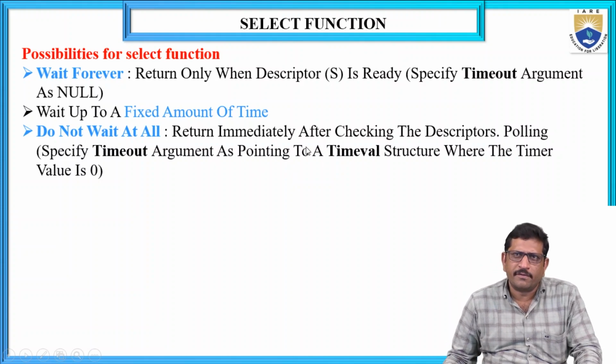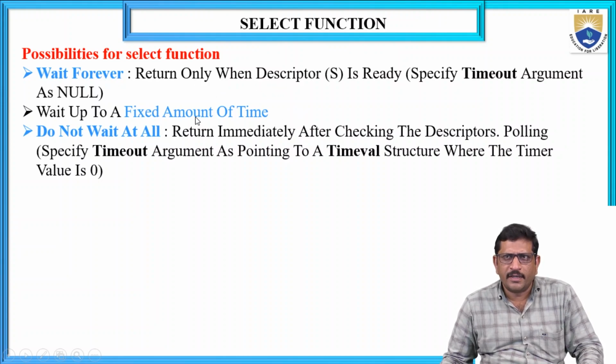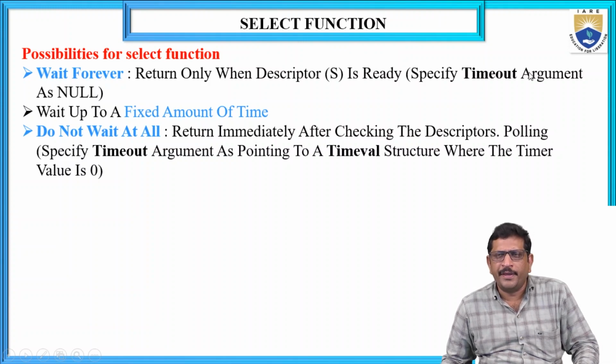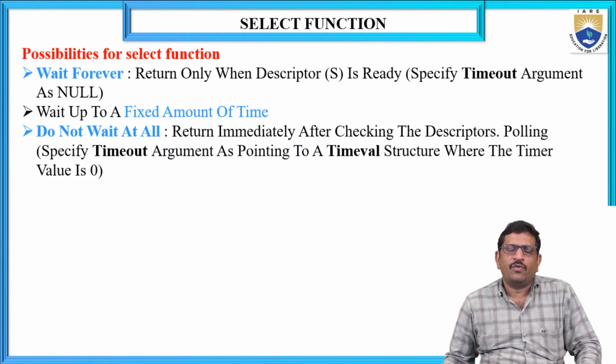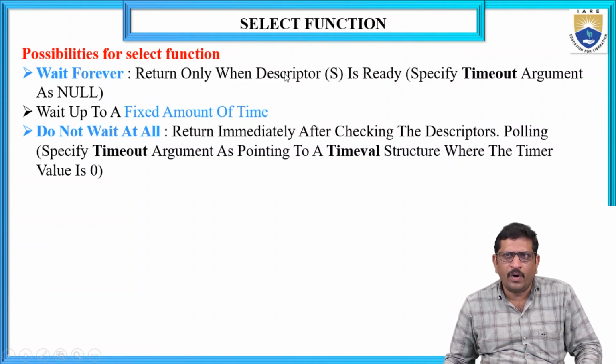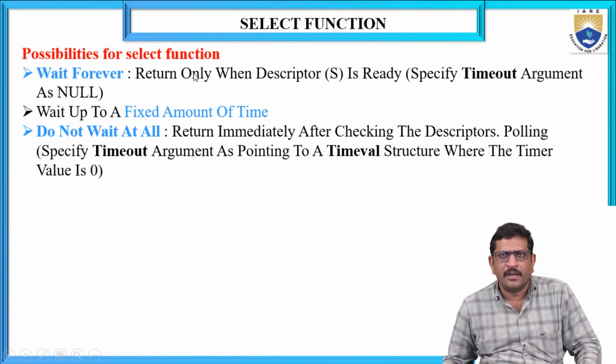The possibilities for the select function: the first is wait forever. It returns only when a descriptor is ready. That means we specify the timeout argument as null. While waiting forever, it returns only when one of the descriptors is ready.